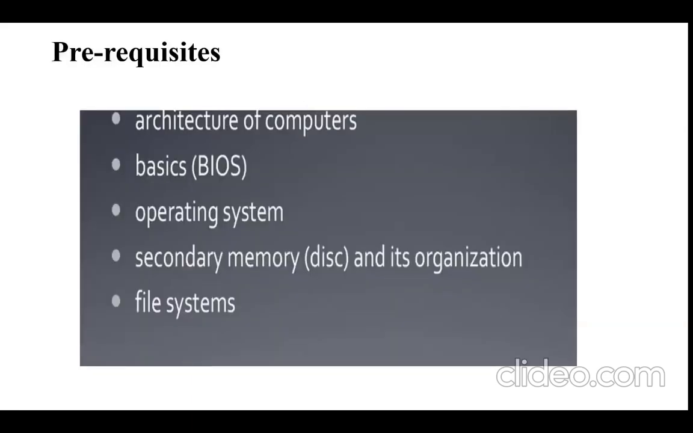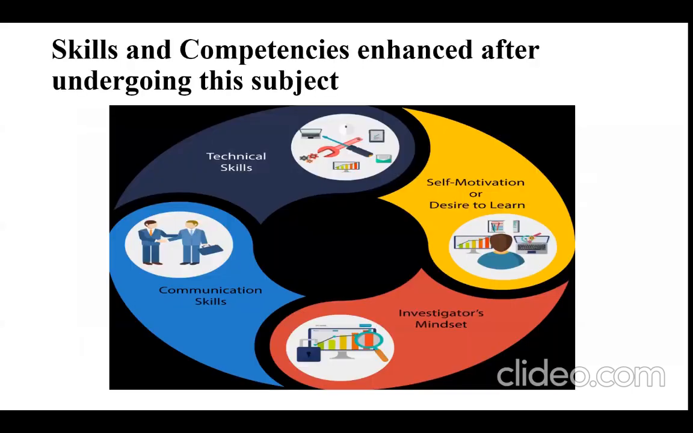Prerequisites for taking up this course is architecture of computers. Students just have to know the basic architecture of computers. How does basic input-output system take place in computers? Then the knowledge of operating systems, secondary memory disk and its organization, and file systems. So fundamentally, a basic understanding of computers, internet, and how computer architecture works is more than enough to take up this course.